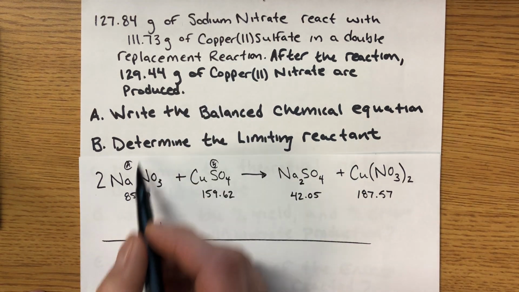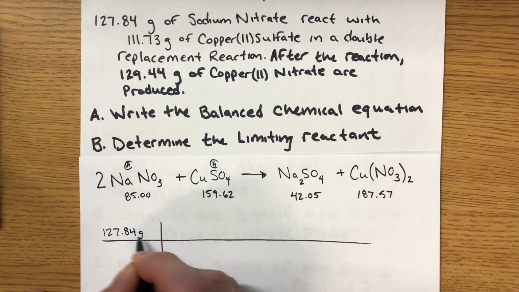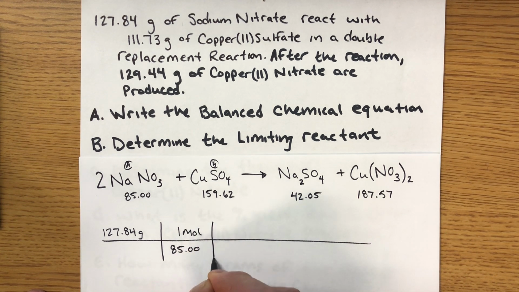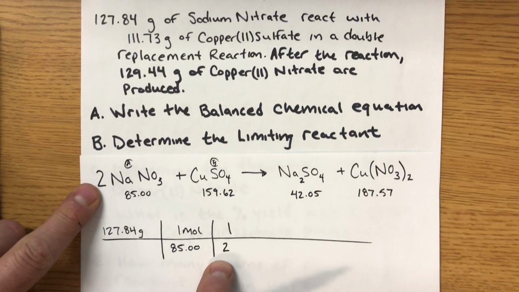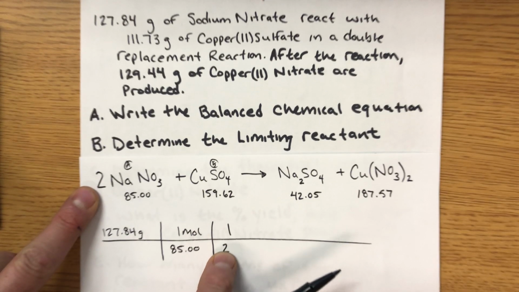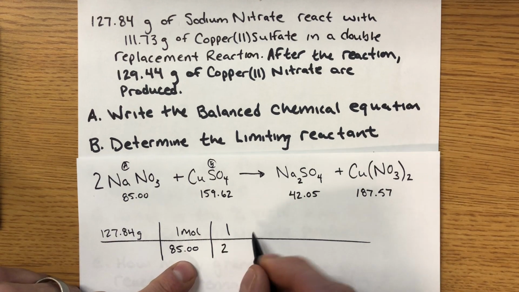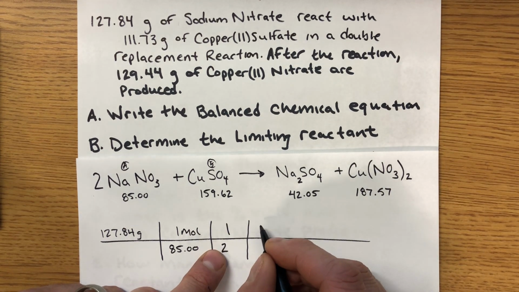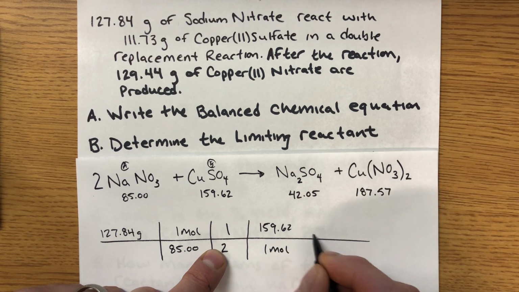Our starting amount of chemical A is 127.84 grams. The molar mass of that sodium nitrate compound goes here. 1 mole goes here. The molar ratio goes here, so the 2 to 1 ratio. The 2 is coming from this sodium nitrate 2, and then the 1 is coming from the 1 coefficient that you can't see but is there. And then here we're going to do the molar mass of compound B, 159.62, and that's 1 mole. Okay, and let's do the math here.